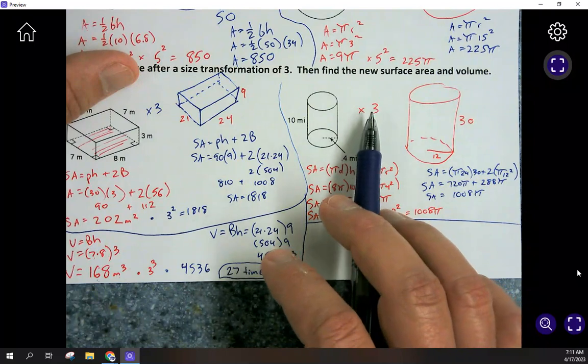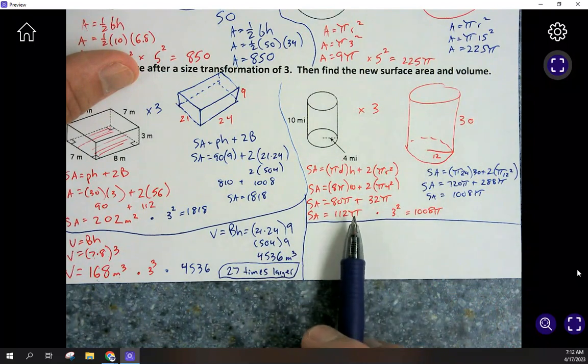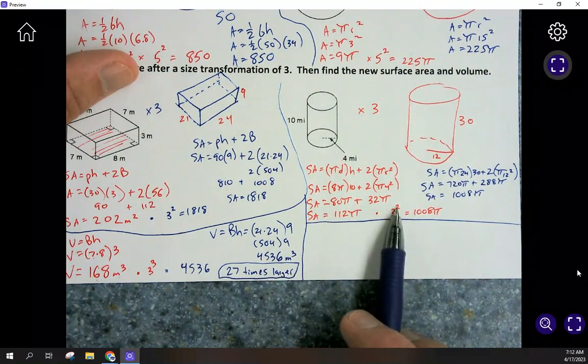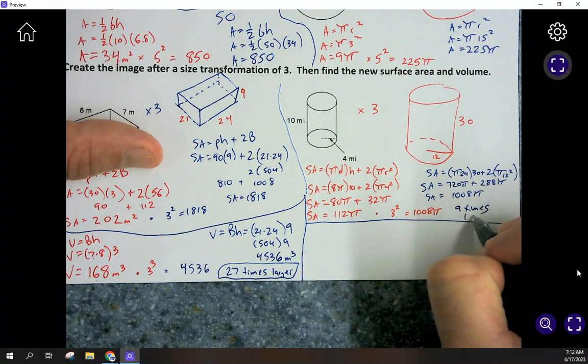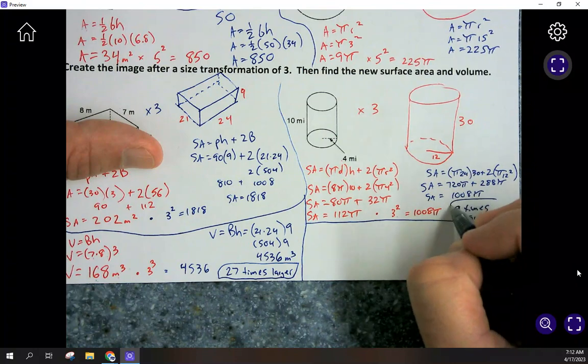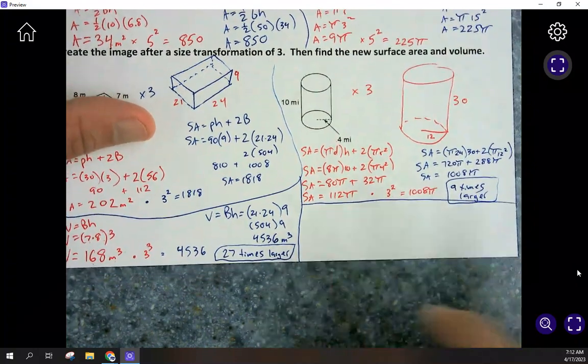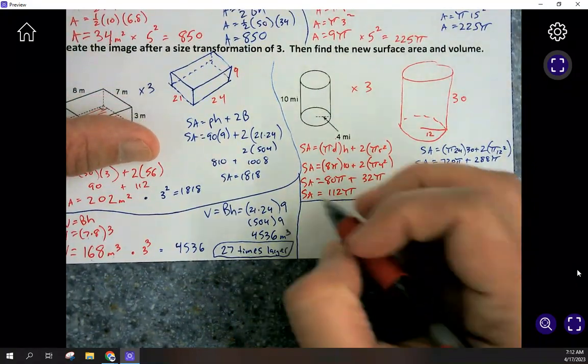So again, increased by a factor of 3, the surface area increases by a factor of 3 squared, or 9. It's 9 times bigger. And the volume then should be 27 times larger. Let's prove it. Volume is much easier to do.